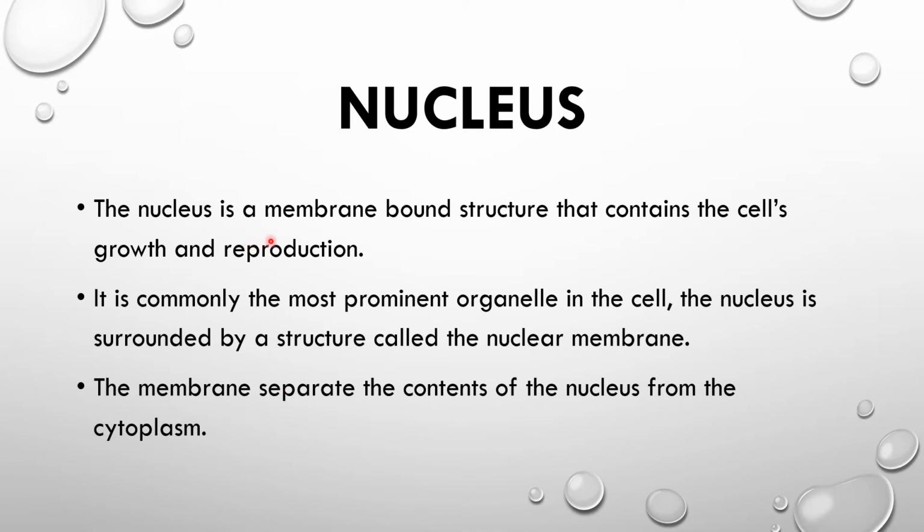The nucleus is a membrane bound structure that controls the cell's growth and reproduction. Eukaryotic cells have a nucleus which is surrounded by a membrane, and it is also known as a true nucleus. It is commonly the most prominent organelle in the cell. The nucleus is surrounded by a structure called the nuclear membrane. The membrane separates the contents of the nucleus from the cytoplasm.